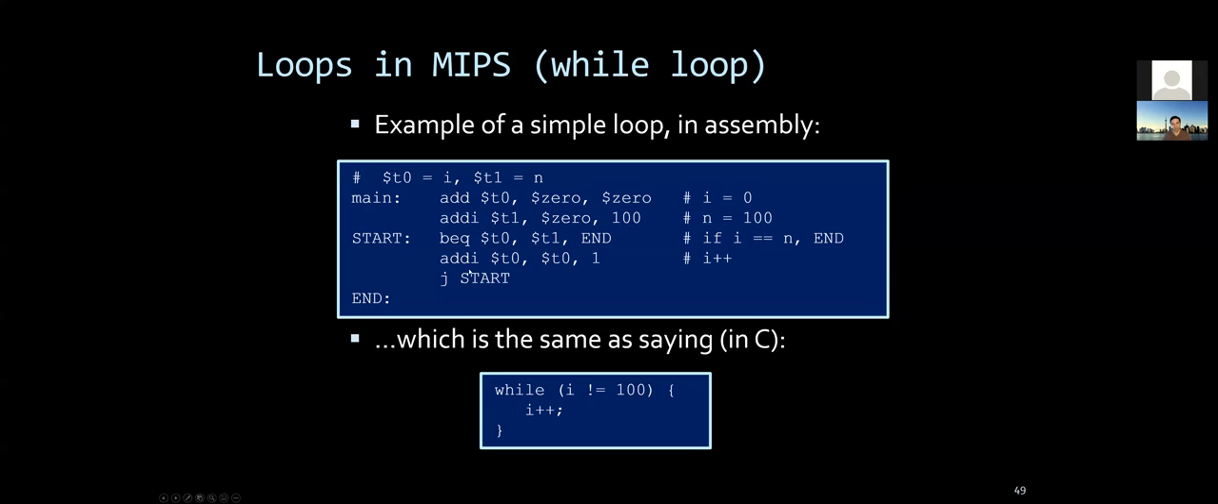So this is an unconditional jump, so that always jumps. The condition for the branch is set here, and if it's not true, then you jump to end. That's the only way to exit. But this just unconditionally jumps to start. So it always jumps.